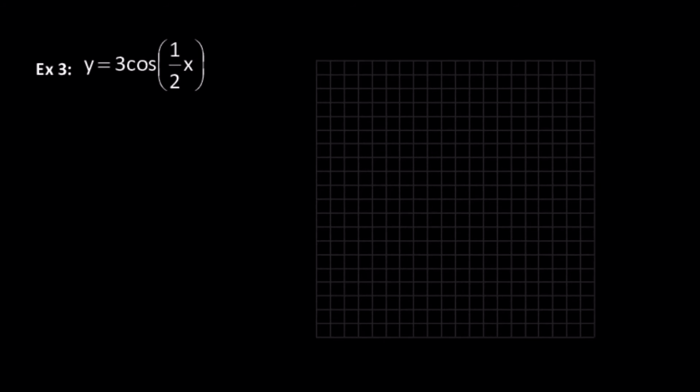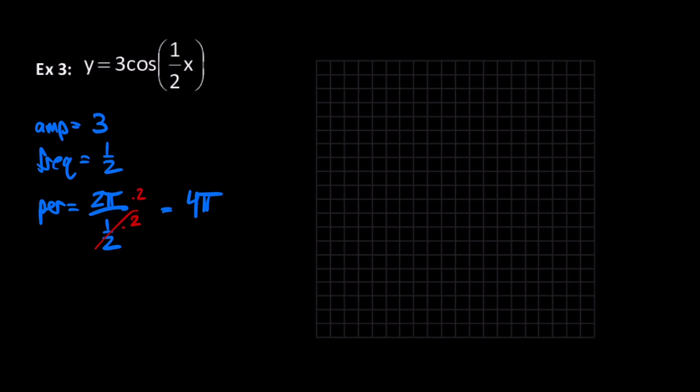Example 3, y equals 3 cosine 1/2 x. So now we're going to be changing amplitude and the frequency. Go through the same progression here. Amplitude equals 3. The b term, or frequency, equals 1/2. The period equals 2 pi over the b term, over 1/2. We're going to see this quite often. Anytime your b term is less than 1, you're going to deal with this. Remember what we do: copy, change, flip, multiplied by 2, multiplied by 2. Oh, that's just going to be 4 pi.